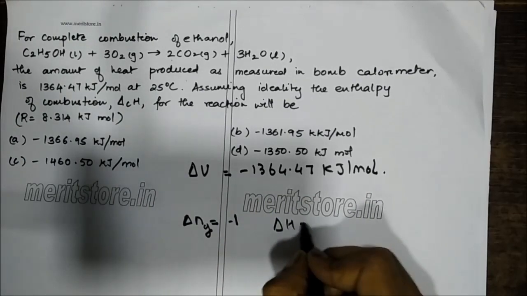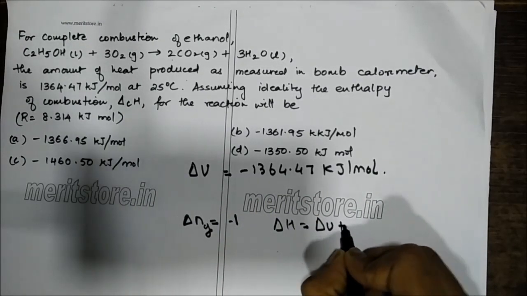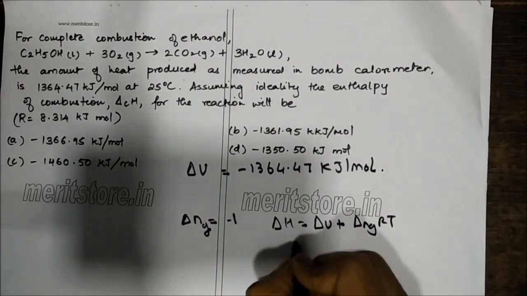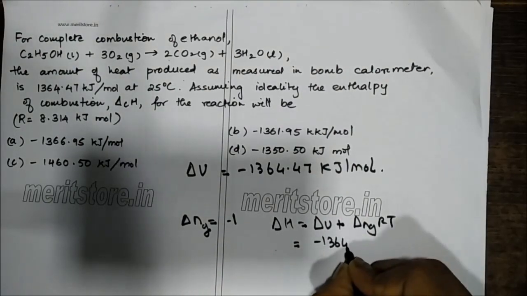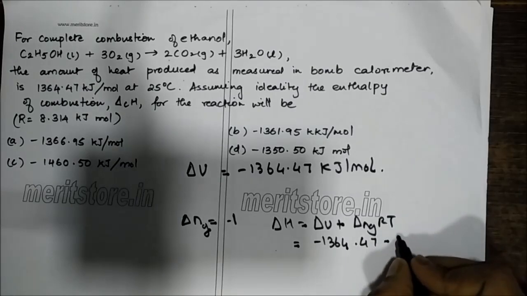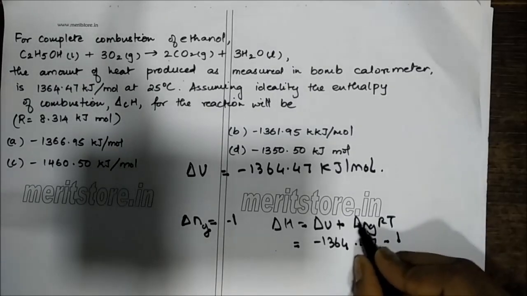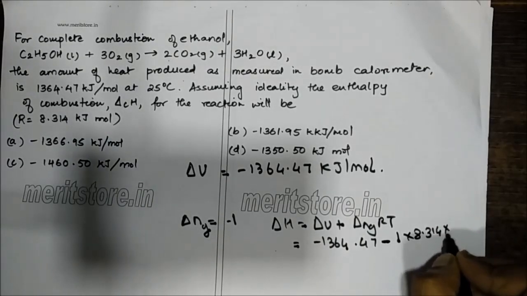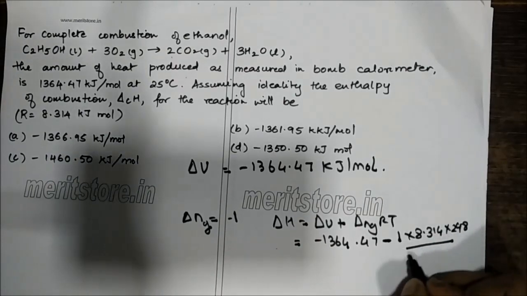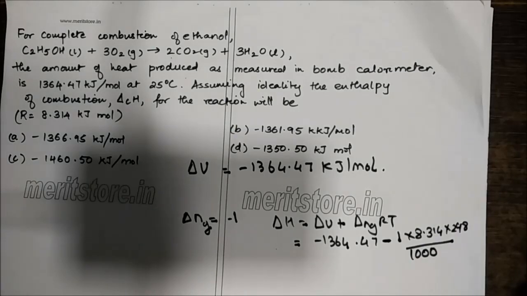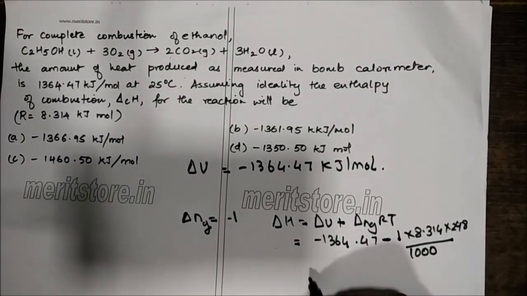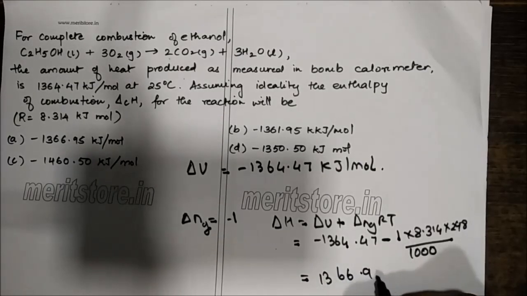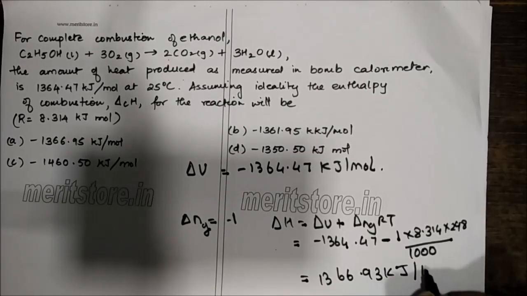Now delta H is delta U plus delta n g RT. Substituting in the equation, we know delta U is minus 1364.47, minus 1, now where is this minus coming from? Because delta n is minus. So here there is minus 1 into 8.314 into 298 Kelvin upon 1000. So that would be minus 1366.93 kilojoules per mole.